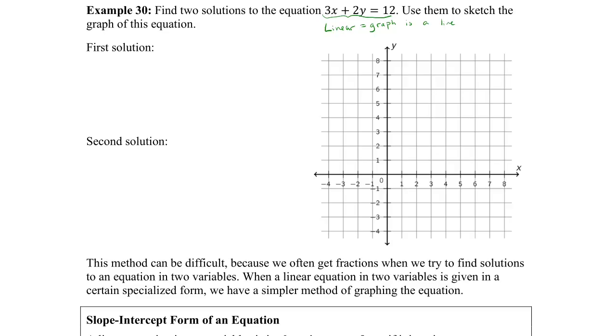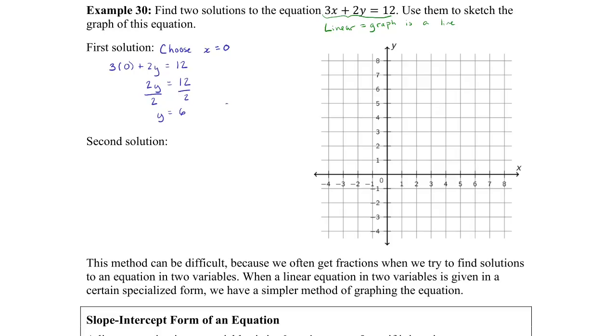Now, I like to choose 0 when I can. So I'm going to start by choosing x equals 0 and see where that gets me. So if I choose x equals 0, my equation becomes 3 times 0 plus 2y equals 12. 3 times 0 is just 0, and adding 0 doesn't do anything. So I just have 2y equals 12. Divide both sides by 2, and we get y equals 6.